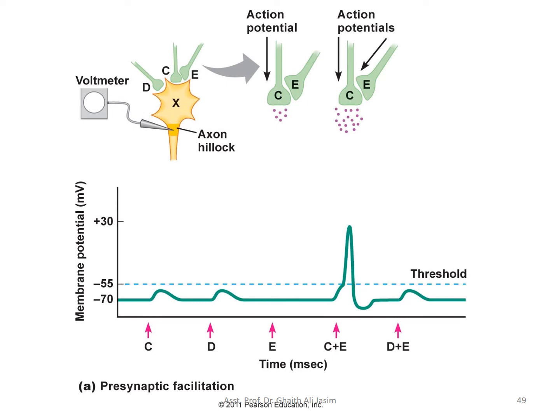So from this figure, we could see neuron C and E and the relation between them. When neuron E facilitates neuron C, we can see that the combination between this stimuli can generate an action potential.